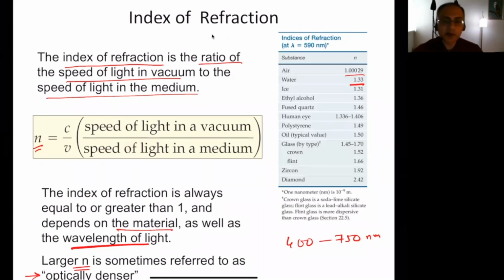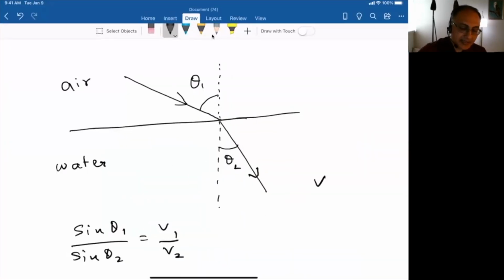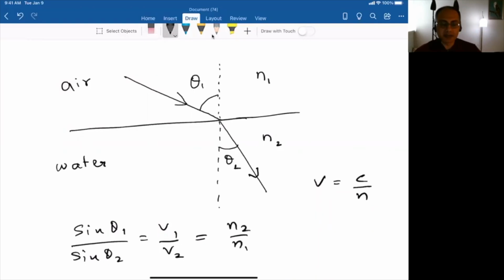Okay, so it's more convenient to express Snell's law in terms of n. So we've just seen that v is equal to c divided by n, right? So if this medium has n of n1 and this has n of n2, then you can see that v1 divided by v2 will be n2 divided by n1, because v and n are inversely proportional to each other, right?